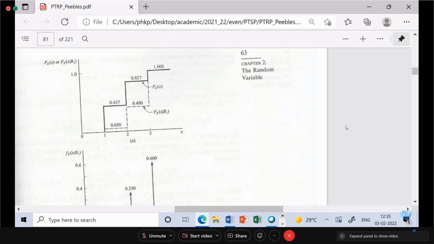And the important observation to be made from this figure is that the conditional distribution function is always less than or equal to the distribution function. The conditional distribution function becomes equal to fx of x at this point in the figure, where both are equal. But at other values, the distribution function, which is shown by the thick solid line, is always on the upper side compared to the conditional distribution.